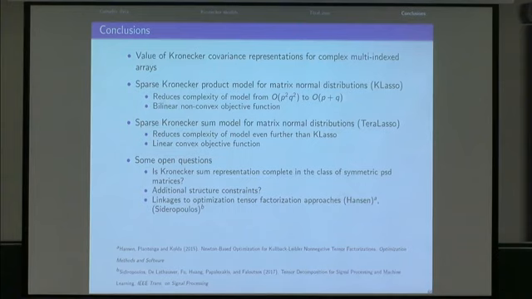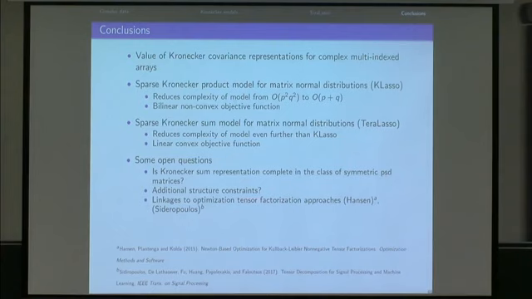Some open questions. We have no idea if the Kronecker sum representation is a complete representation in any sense. For Kronecker products, it turns out that any matrix can be represented as a sufficiently large number of Kronecker products summed with the appropriate weighting factor. So the Kronecker products are complete, if you like, in the space of matrices of any dimension. We don't know if that's the case for Kronecker sums. It's an open question.